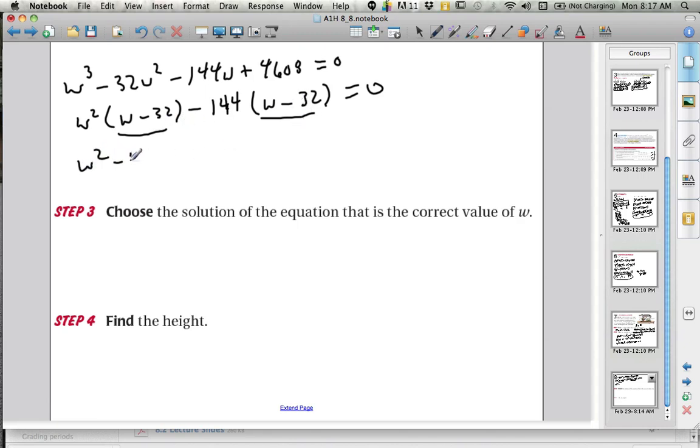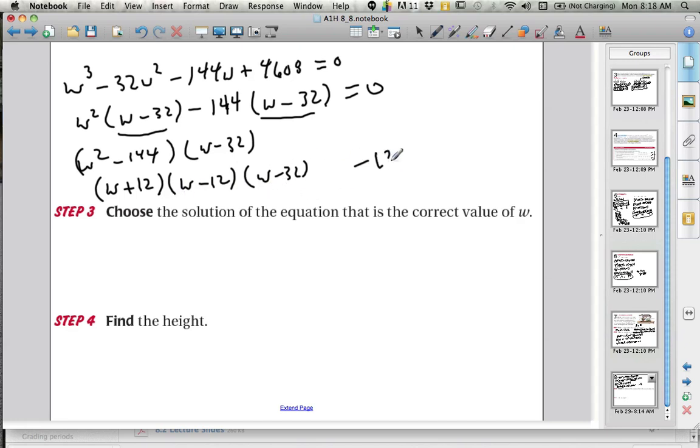So if I have w squared minus 144 times w minus 32, and then this is a perfect square, that's a perfect square, so I'm going to make these conjugates. And then we look at the different possible values of w. So it could be negative 12, it can be positive 12, and it can be positive 32. So now let's go back and look at what's the possible solution based on the information we had.